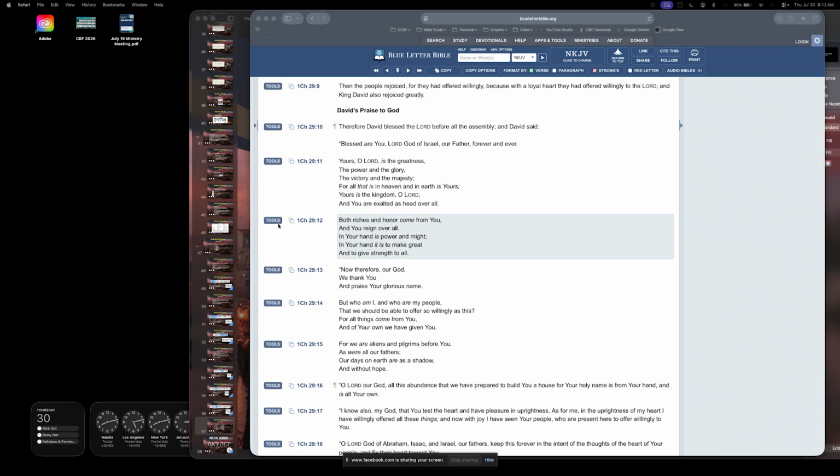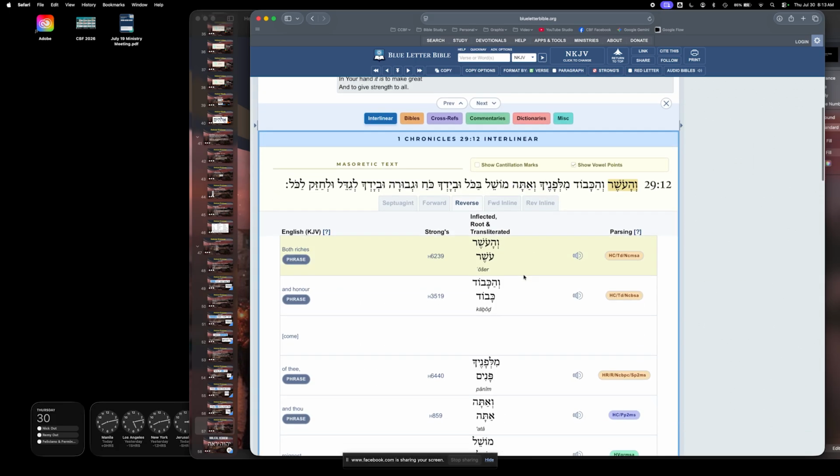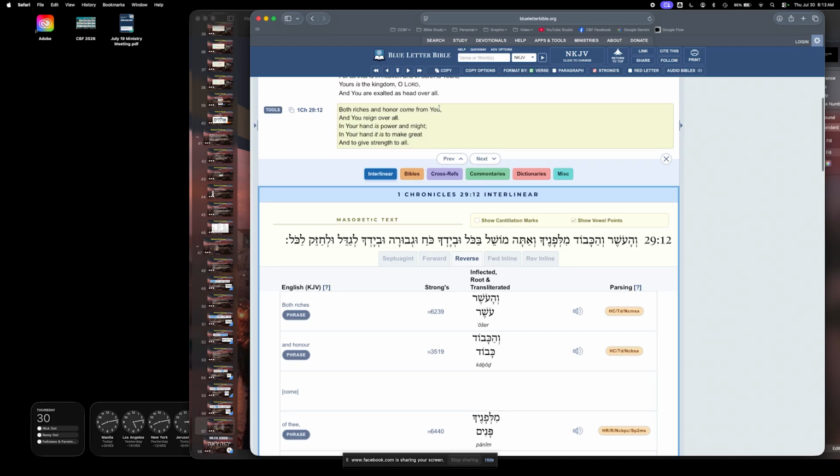In light of that, he sings the song in our verses, First Chronicles, chapter 29, verse 12. Open it up in the Hebrew. First thing you notice, it's always fun to notice this, there's a lot more English than there is Hebrew. Let's count, just for the sake of giving our context here.